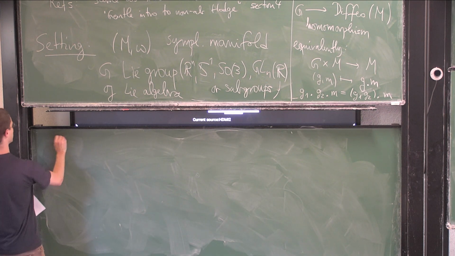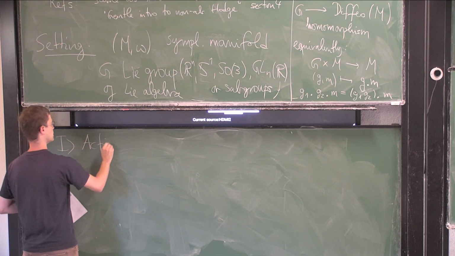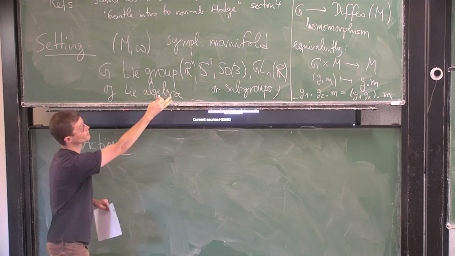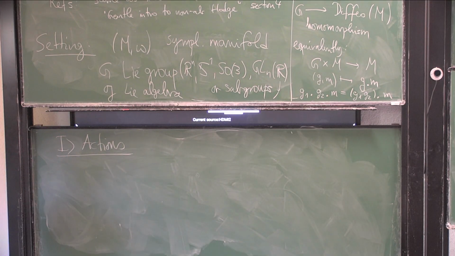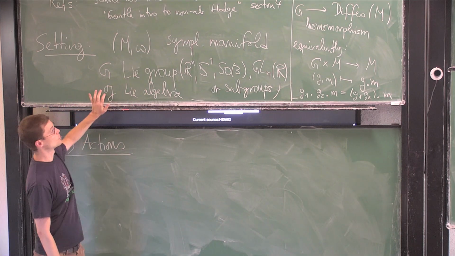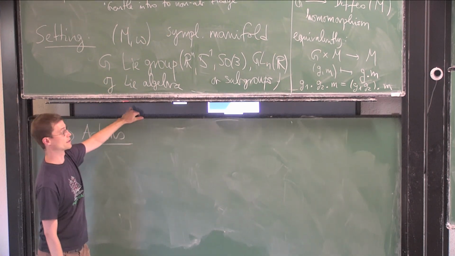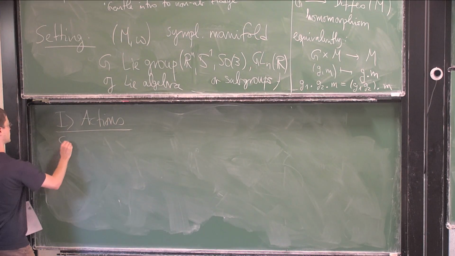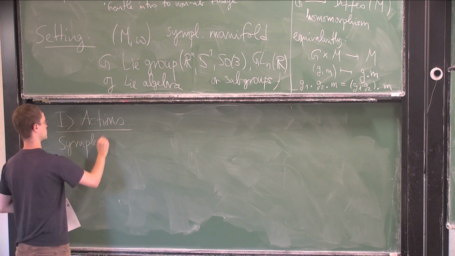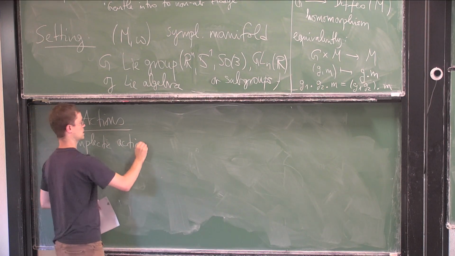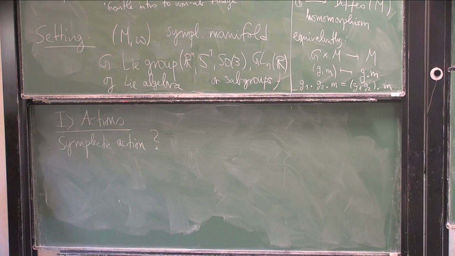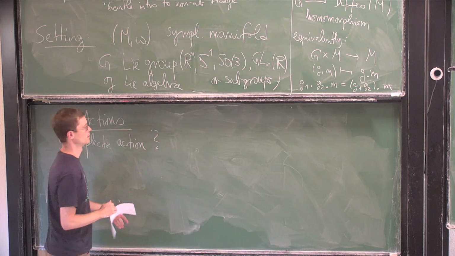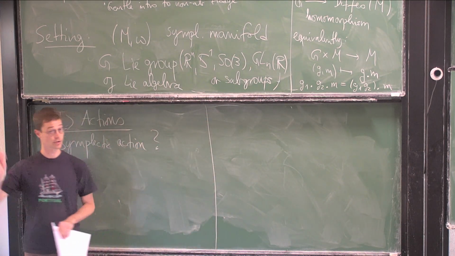Then we can start the first part, which is still more about these actions. This is the general setting, what is an action of a group on a manifold, but now you should ask: we have a symplectic manifold, so what does it actually mean to have a symplectic action? As we will see, there are several definitions, and they're not equivalent, so we will try to keep track of these definitions and understand how they relate.